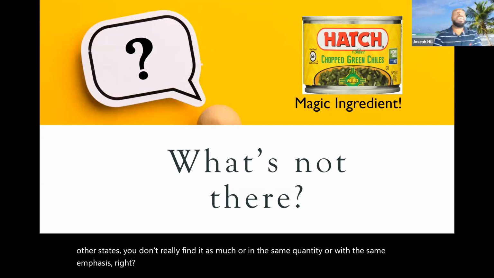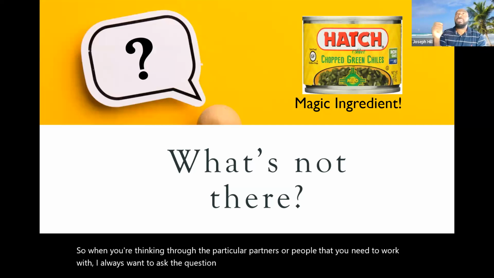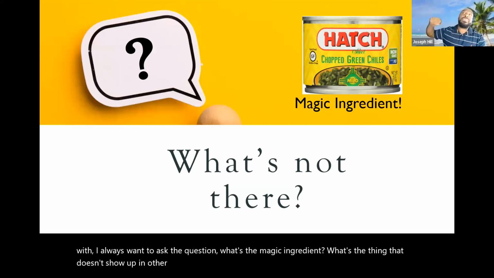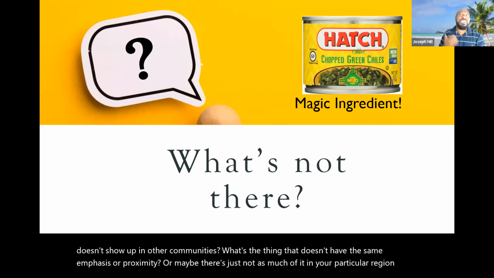So when you're thinking through the particular partners or people that you need to work with, I always want to ask the question, what's the magic ingredient? What's the thing that doesn't show up in other communities? What's the thing that doesn't have the same emphasis or proximity, or maybe there's just not as much of it in your particular region that you must consult?